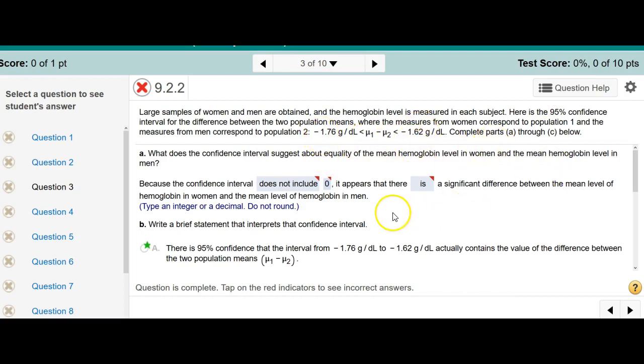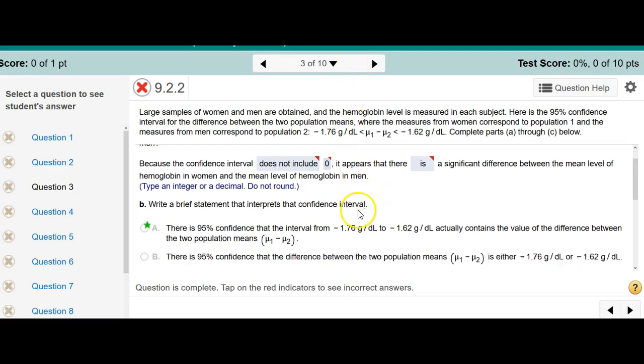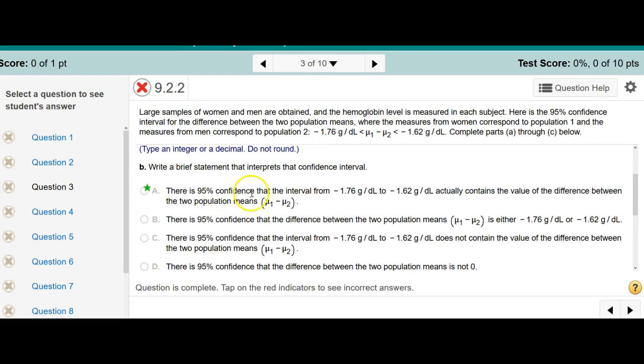So completing the rest of the parts of this problem, what would it suggest? Well, for one, since the confidence interval does not include 0, it appears there is a significant difference between the mean levels of hemoglobin in women and the mean levels of hemoglobin in men. And then what that's saying is, with 95% confidence, the value of the difference between the two populations is in that interval.